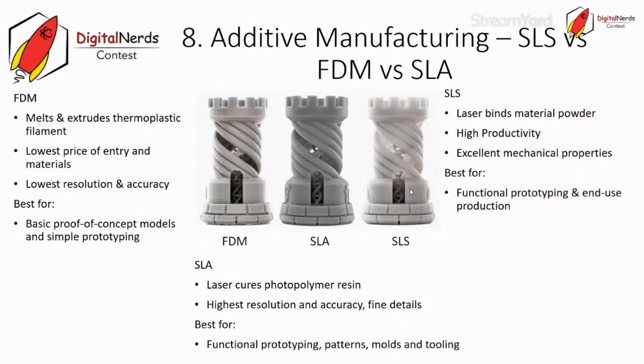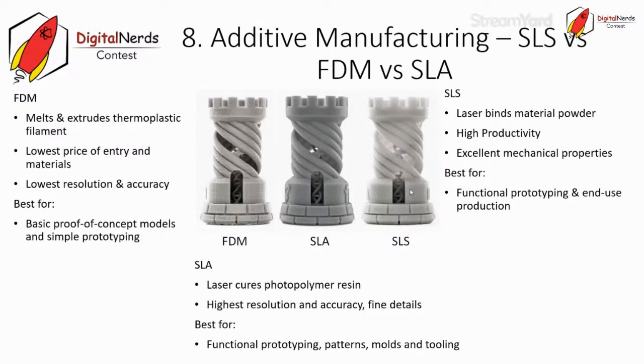And here I want to give some comparison between these methods. As I've said before, the FDM method is one of the most affordable methods, and its best usage is for simple prototyping. And for SLA, it's about the materials, because we obtain the highest resolution, accuracy and fine details. This one is the best especially for molds, and if you have a passion or a hobby to create aerospace models, if you want.